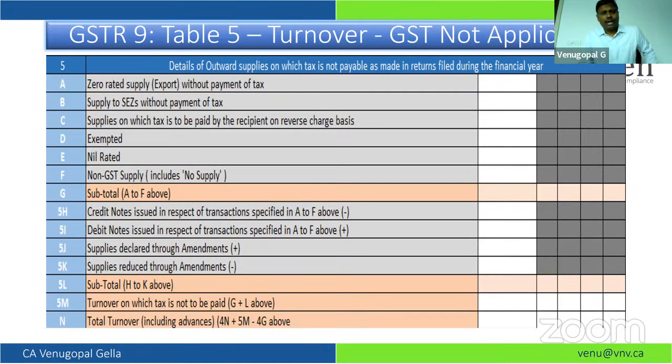Not taxable on what account? Could be exports without pay, zero-rated SEZ without pay, or outward RCM, like if you are a GTA, a security agency, a lawyer, or an advocate.